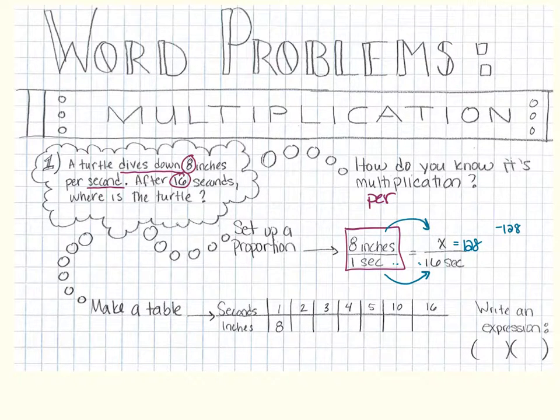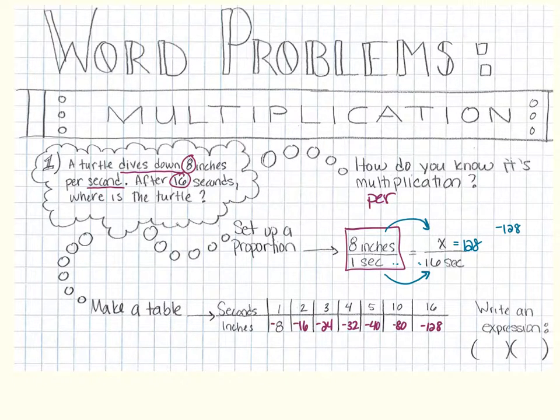location. A second option is to fill out a table. So you're going to represent every second that the turtle is diving. But you have to remember that it's going to be negative 8, every single second. So in 2 seconds, it's going to be negative 16. 3 seconds, negative 24. Let's go ahead and finish the pattern. So here you can see that every second the turtle dives, it's going deeper 8 more inches.